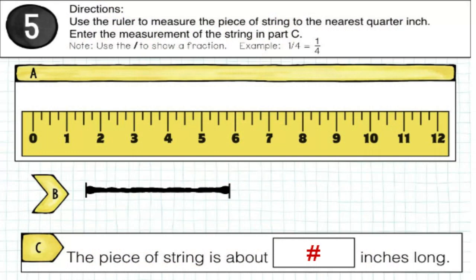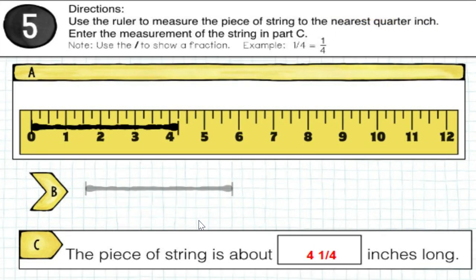So let's take a look at this example. We're going to measure to the nearest quarter inch. So here is our piece of string. Let's move it on up. And so here we have the 4 inches and there's the 5. So we're going to write down the number that comes before the end of the line. So that would be my 4. Now, here is my 4.5. And the line goes to here. So that's going to be 4 1/4. It's just another way of saying it.